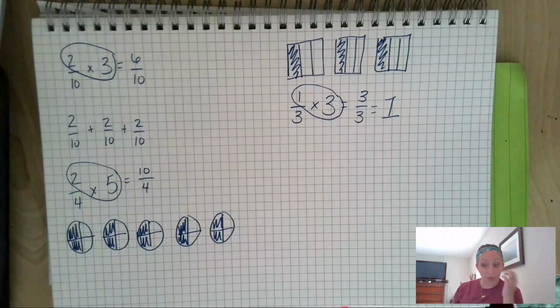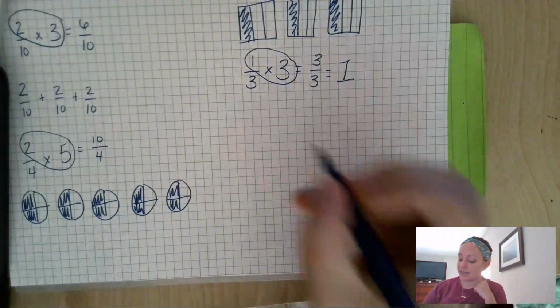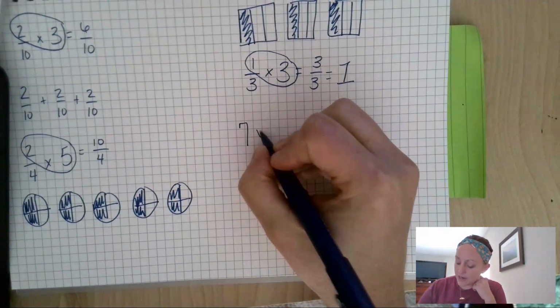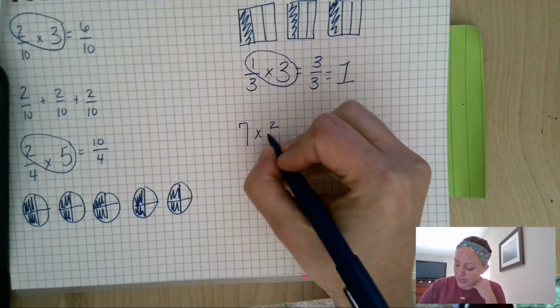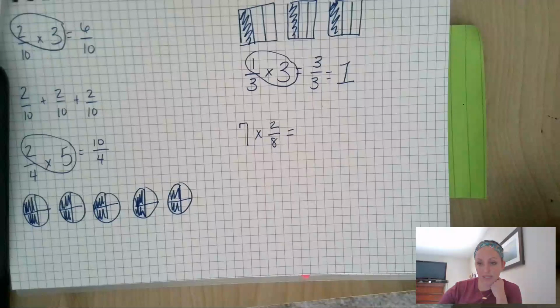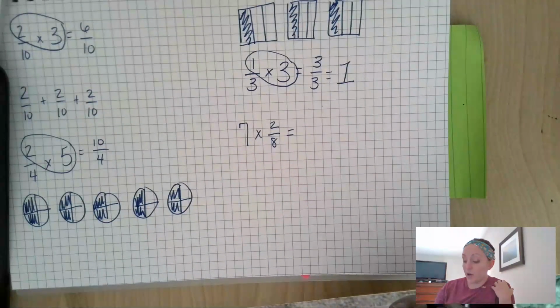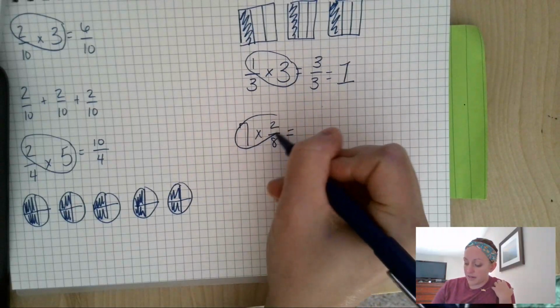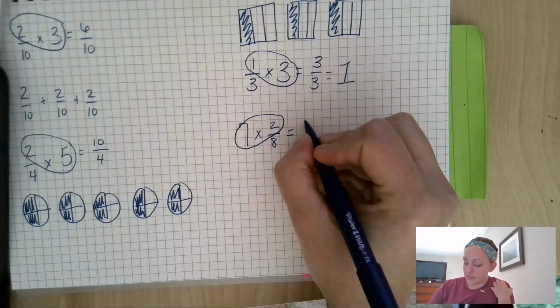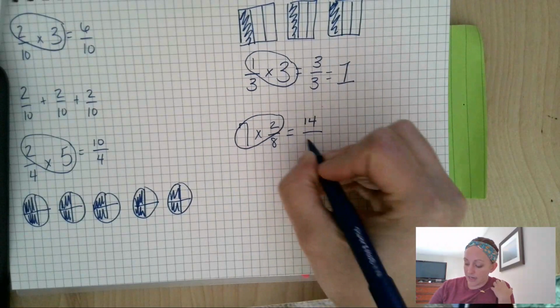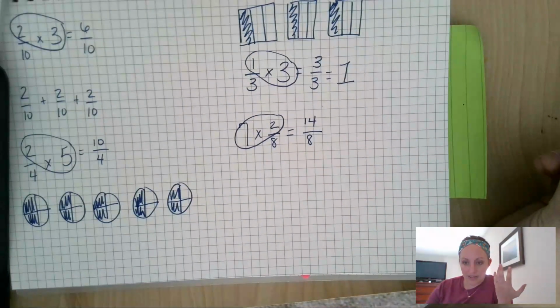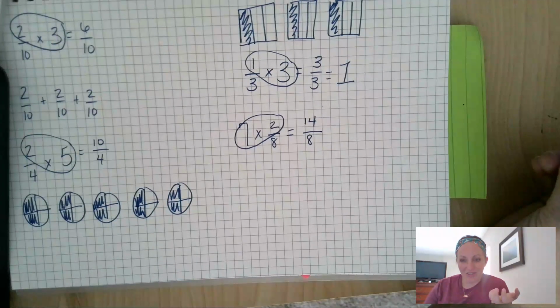Okay, and that's always going to be the case. So if I had, let's say, 7 times 2/8, and I wanted to know what the answer was, I could draw 2/8 7 times and count that out. Or I could do 7 times 2 is 14, and my fraction stays eighths. They stay the same parts. So that's another way we can look at it.